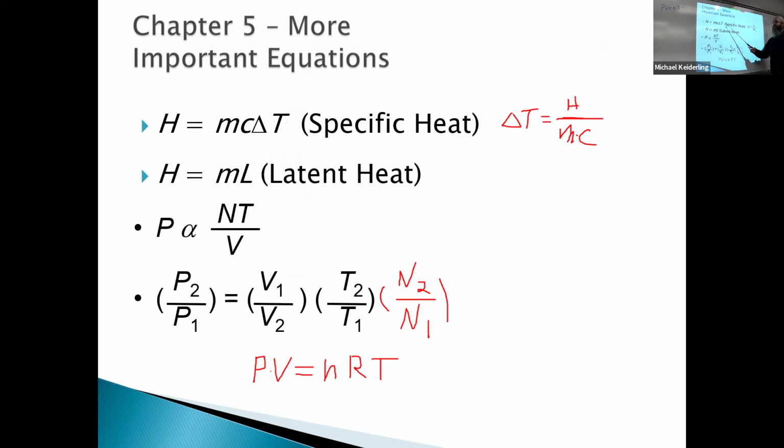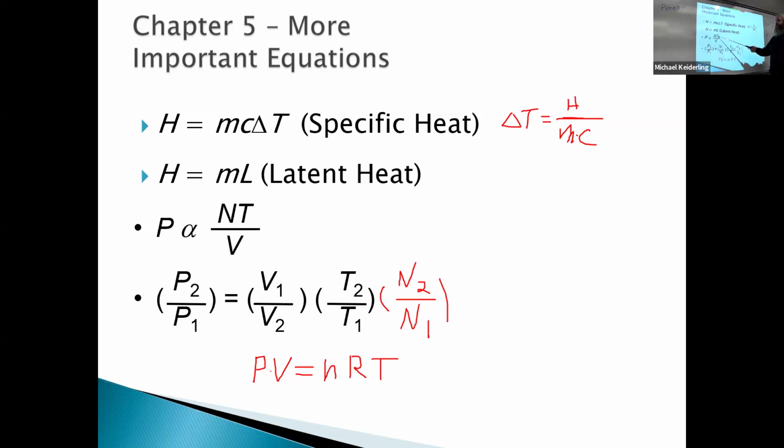So specific heat, the heat required to cause a change in temperature of a substance, is mass times the specific heat capacity of the substance times the change in temperature. And if you want to find the change in temperature, it's the heat over mass times specific heat capacity. Latent heat, the heat required to change the phase of a substance, melt it or boil it, is mass times the appropriate latent heat. There's a latent heat of fusion for melting. There's a latent heat of vaporization for boiling.